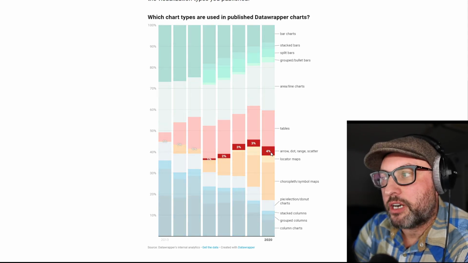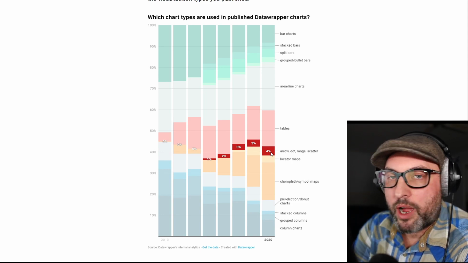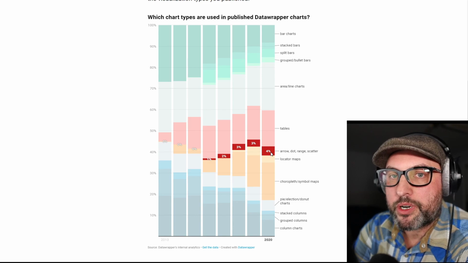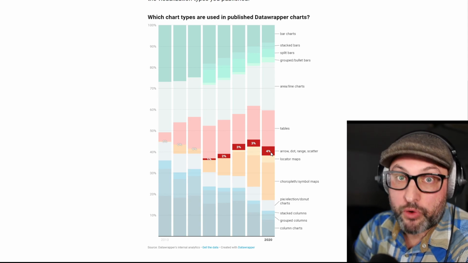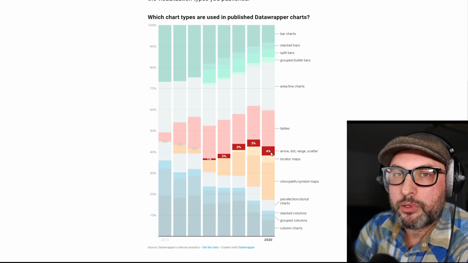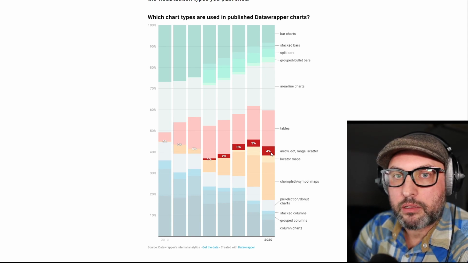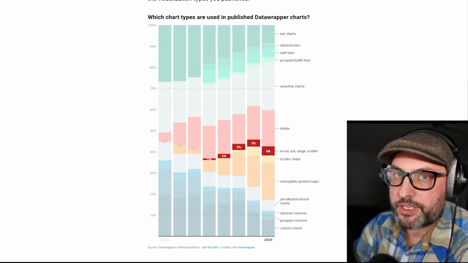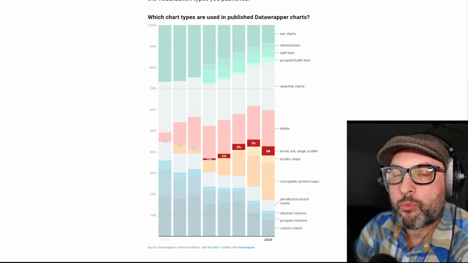And the last topic on this chart that I thought was interesting is the arrow, dot, range, and scatter plots. I think the fact that only 4% of charts are scatter plots is an indication of the following, and that is true for you too. If you are not using scatter plots in your reports, there are probably 2 reasons why that happens. Reason number 1, your reports or dashboards are very simple and they're not tackling any complicated issues where you have to compare 3 variables on the same chart. Reason number 2, you're probably a pretty junior report creator.